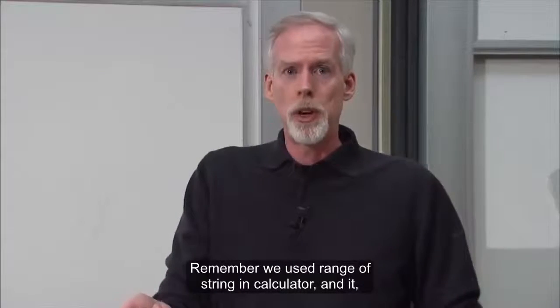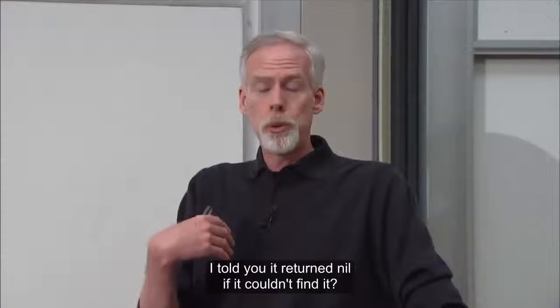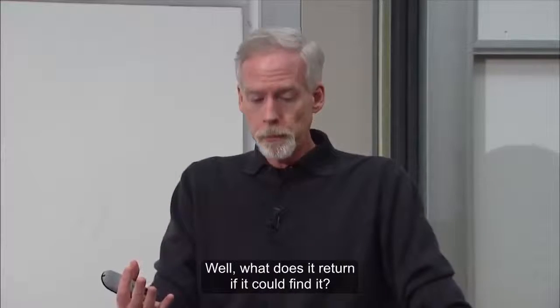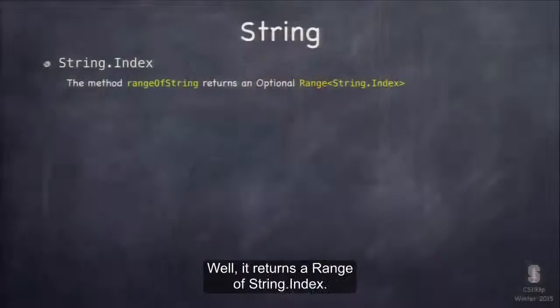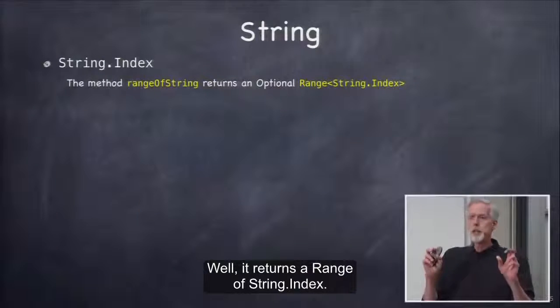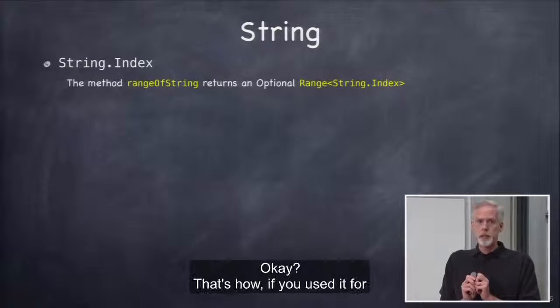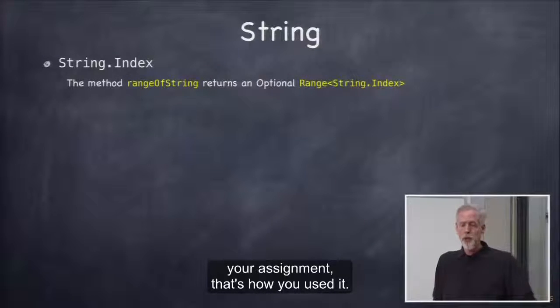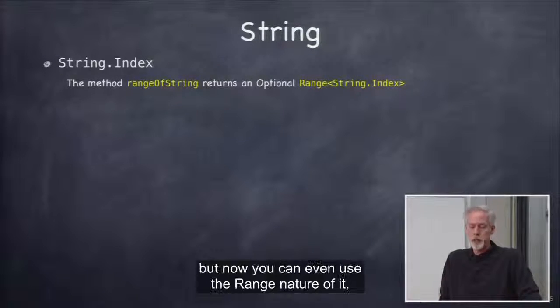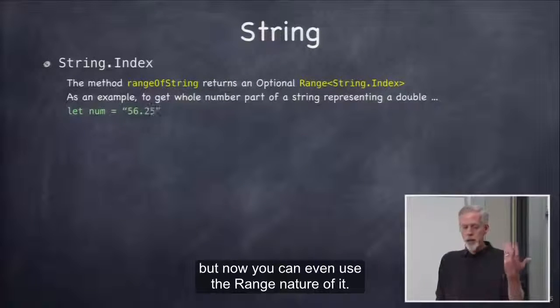Remember we used range of string in calculator, and I told you it returned nil if it couldn't find it. Well, what does it return if it could find it? It returns a range of string.index. Actually, it returns an optional range of string.index. If you used it for your assignment, you used the optional nature of it, but now you could even use the range nature of it.